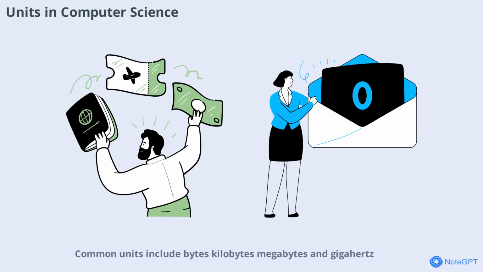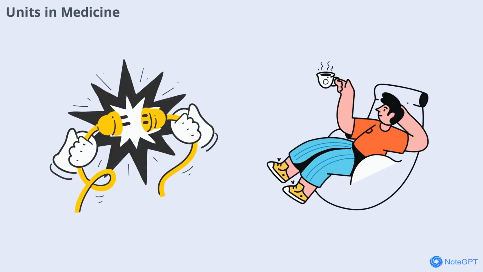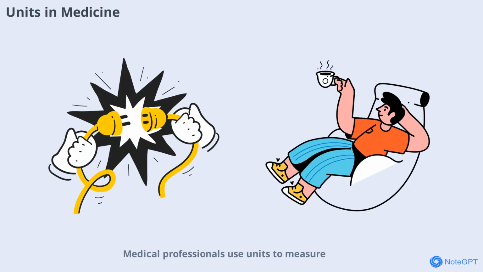Common units include bytes, kilobytes, megabytes, and gigahertz. While these units aren't part of the SI system, they follow similar principles and are essential for understanding technology and digital systems. Medical professionals use units to measure everything from blood pressure to medication dosages. Accurate use of units is critical for patient safety and effective treatment. Medical units often include milligrams, milliliters, and beats per minute, each tailored to specific measurements in healthcare.